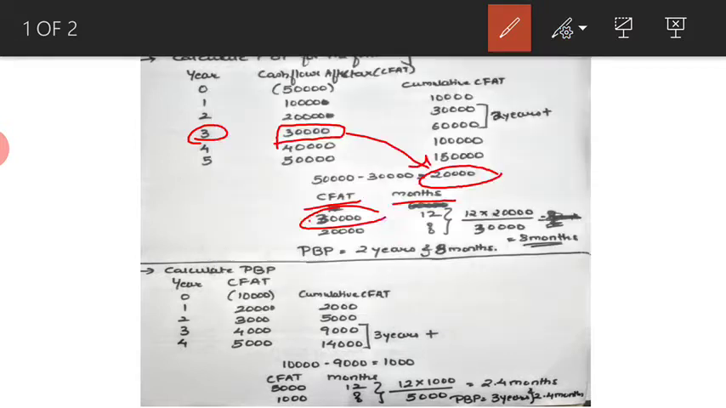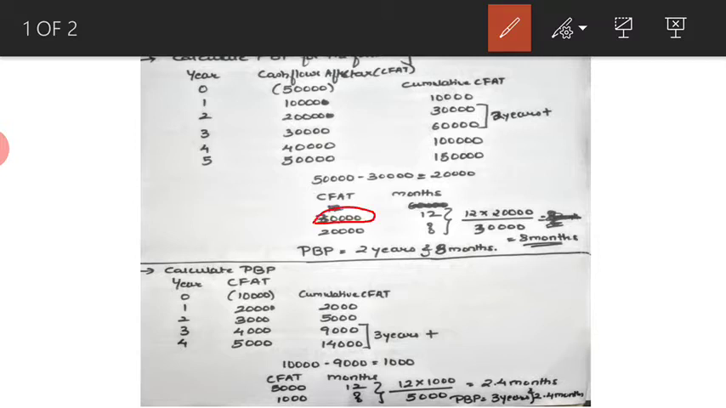Okay, in the third year, the total cash flows are 30,000, which we have considered from here. For 30,000 you require 12 months. 1 year is equal to 12 months. We are converting the value into months, so we are considering 12 months. So for getting this 30,000 we require a 12 months period.